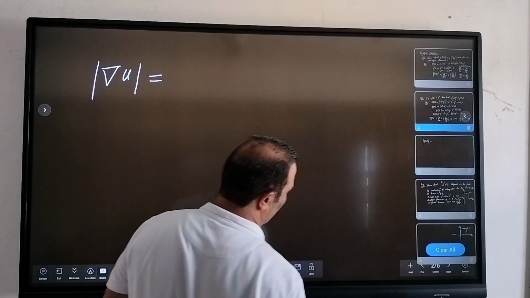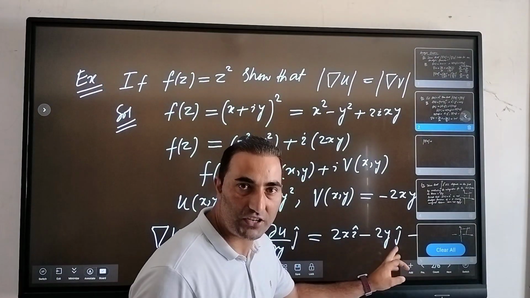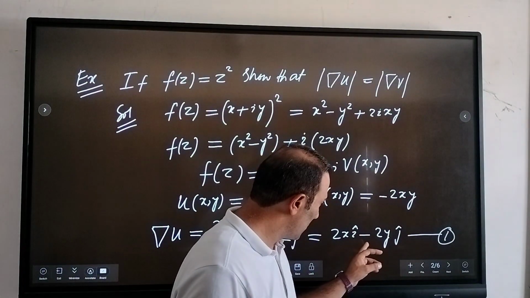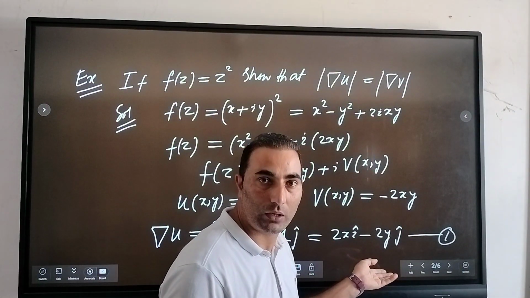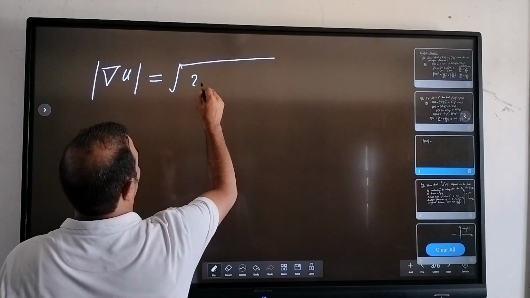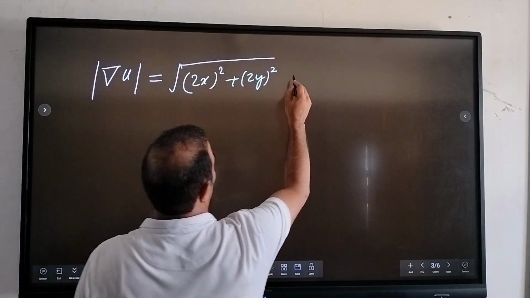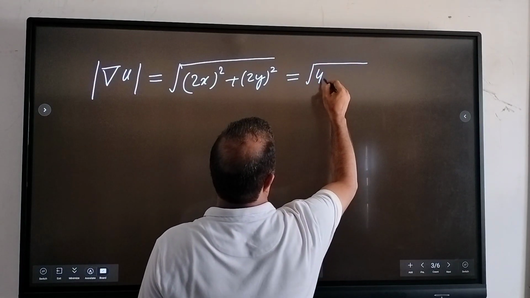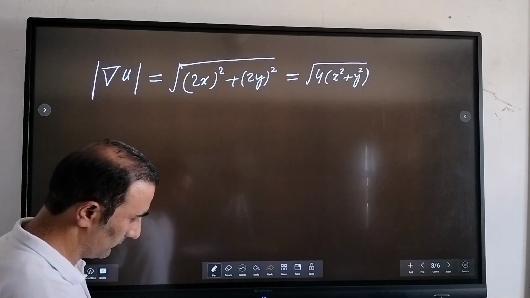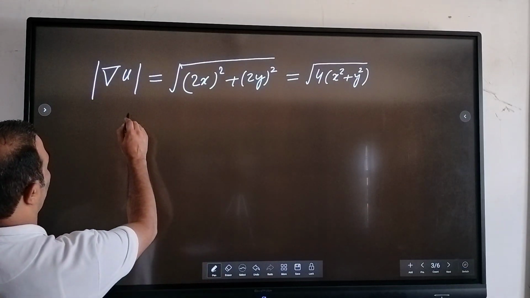Just check. Here our nabla u is 2x i cap minus 2y j cap, right? When you take its absolute value, that is the square root of 2x whole square plus 2y whole square, right? So that means this will be equal to this. Or if you take it as a square now, right?